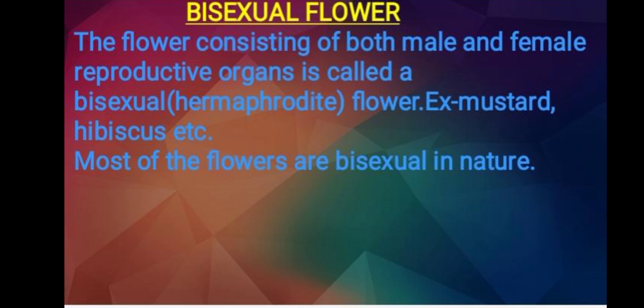Bisexual flower. The flower consisting of both male and female reproductive organs is called a bisexual or hermaphrodite flower. For example, mustard plant, hibiscus plant, etc. have bisexual flowers. Most of the flowers are actually bisexual in nature.